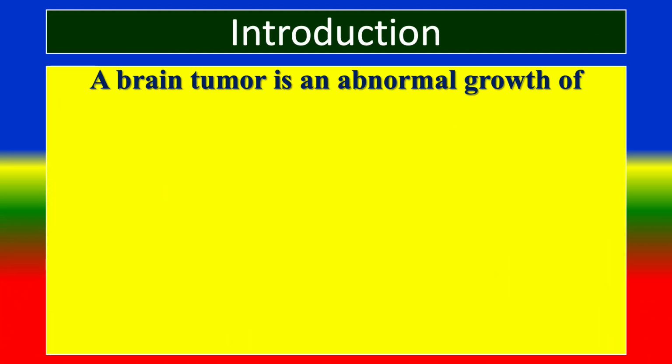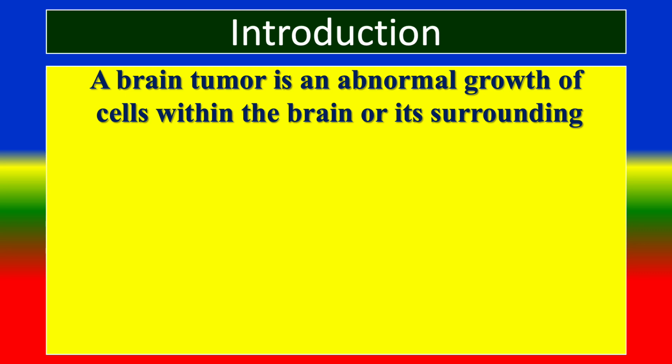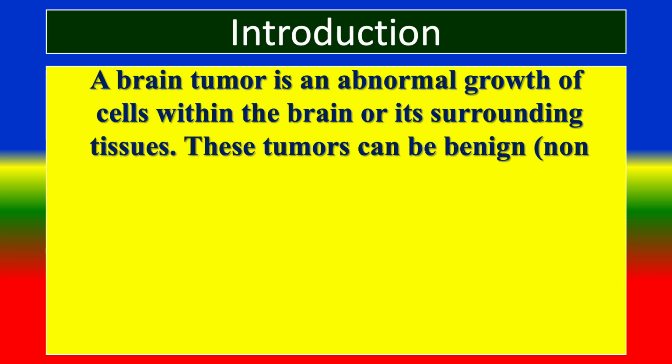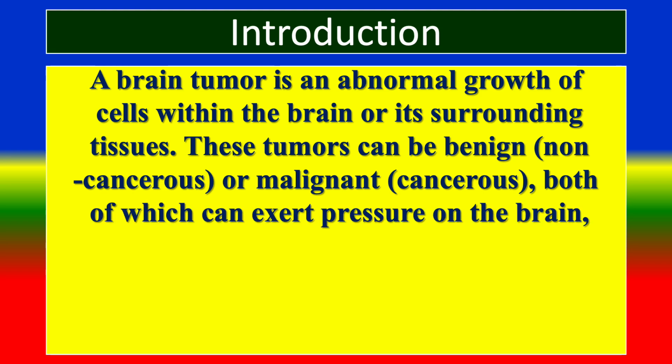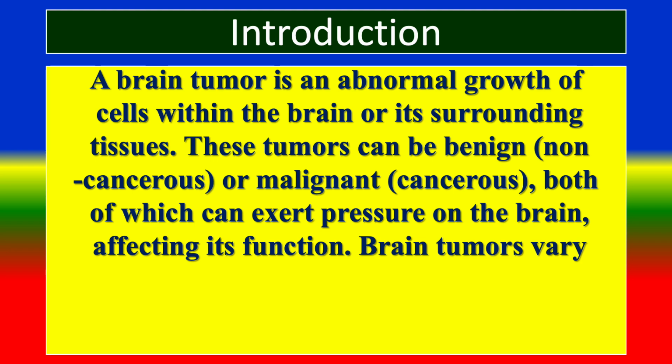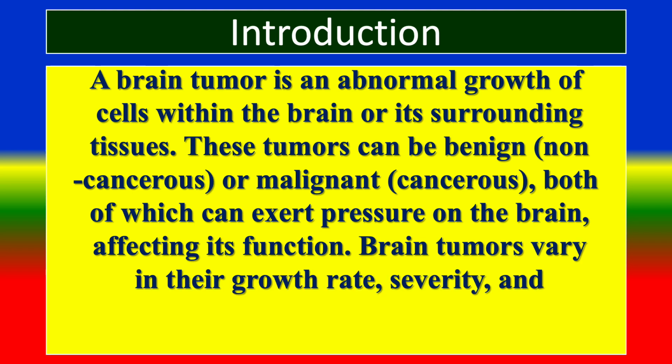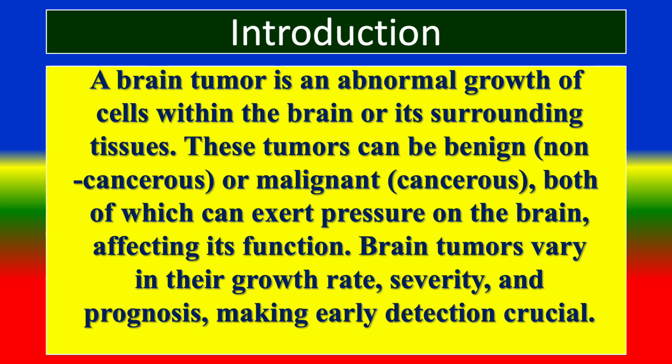Introduction. A brain tumor is an abnormal growth of cells within the brain or its surrounding tissues. These tumors can be benign or malignant, both of which can exert pressure on the brain, affecting its function. Brain tumors vary in their growth rate, severity, and prognosis, making early detection crucial.